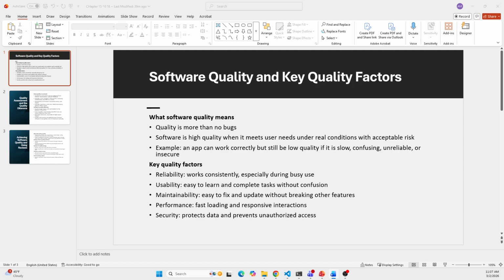So when people hear quality, they often think no bugs, but software quality is bigger than that. Software quality means the software consistently does what users need under real conditions with acceptable risk. So even if an app has few bugs, it can still be low quality.